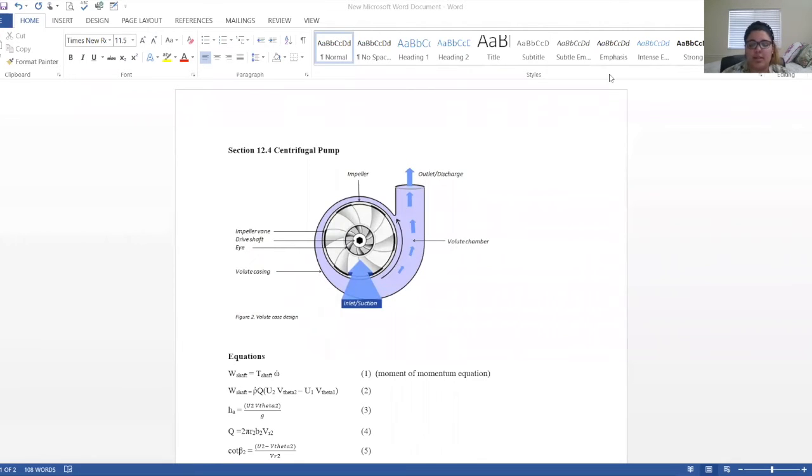Hi, my name is Kelly, and today I will be discussing section 12.4. The centrifugal pump is one of the most common radial flow turbo machines. This pump has two main components, the impeller and the volute casing. As you can see in this picture, it shows the inlet, suction, the outlet, and the impeller. And then the casing goes on the side. This is more of a simple drawing of what the pump looks like.